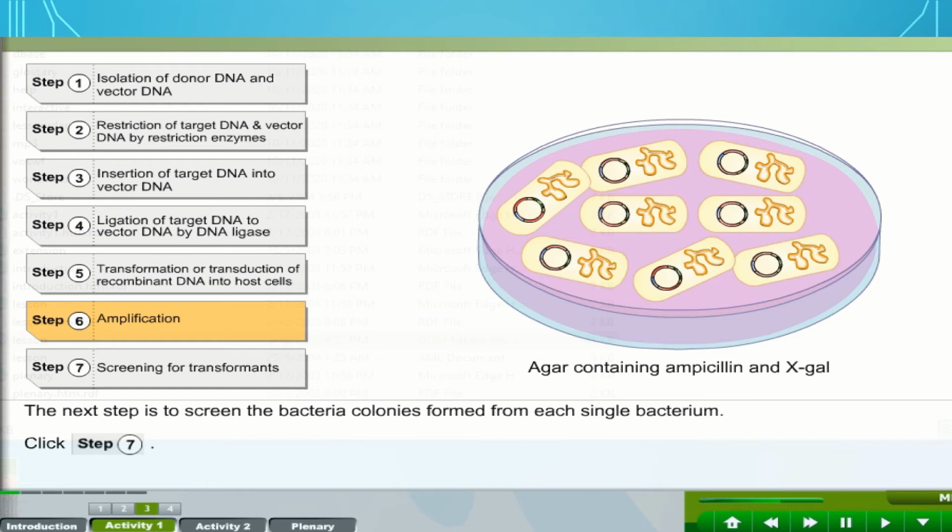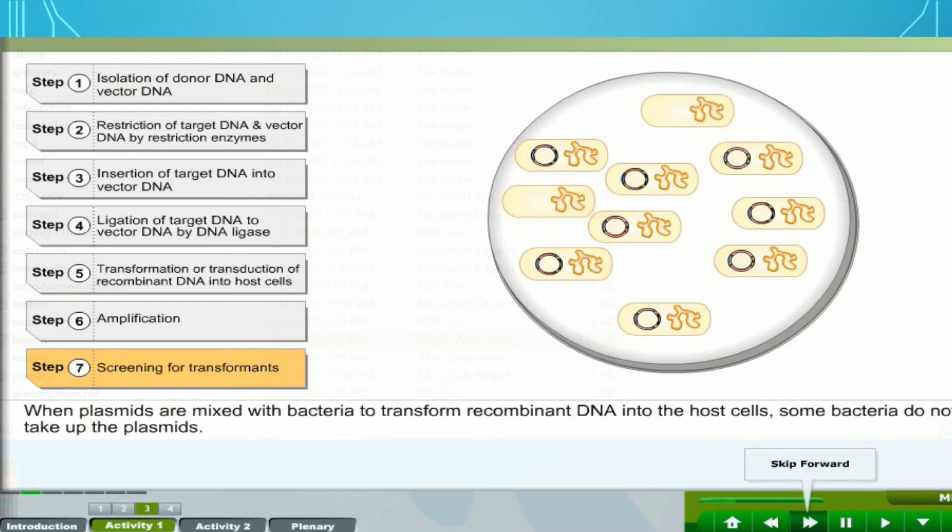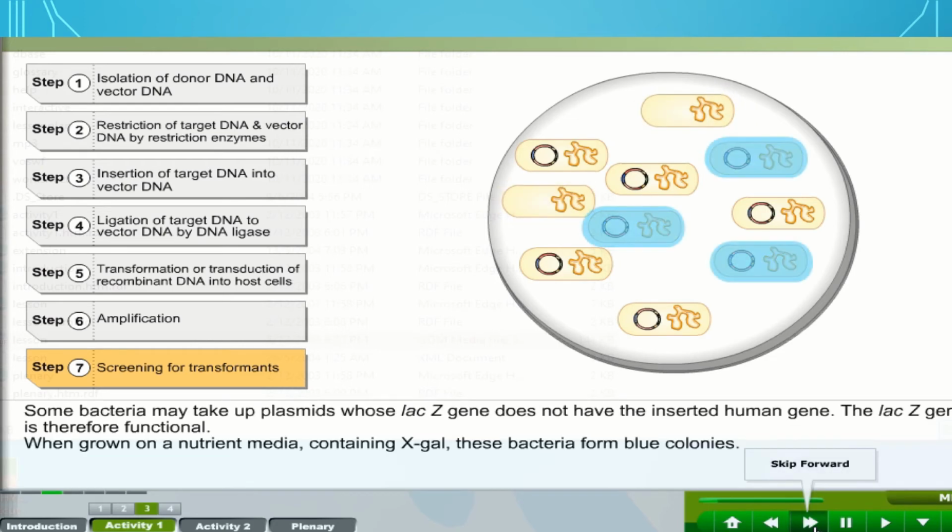And then the next step is to screen the bacteria colonies formed from each single bacterium. Okay, so the next step, 7, screening the transformation. And now you see there are 2 that don't have the plasmid. So that means they cannot carry the recombinant DNA. Okay, so the yellow one does not carry the plasmid, and the others still carry the plasmid.